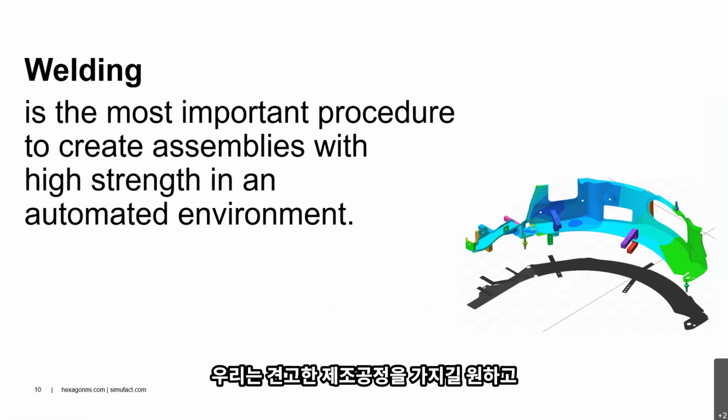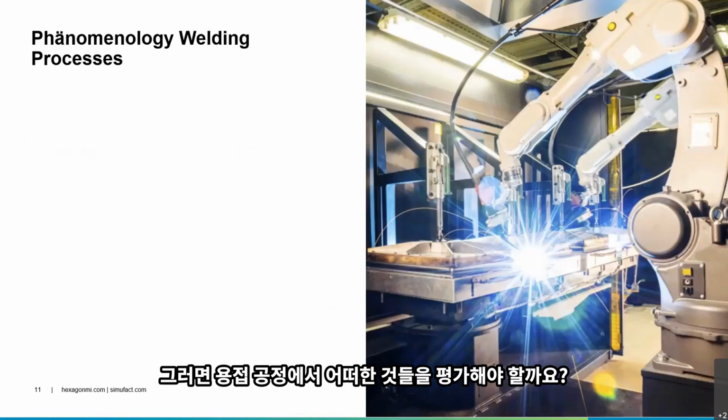So we want to have manufacturing processes which are robustly running and which make sure that we achieve a high strength of our assembled structures. That's what makes the main use case of our simulation. So, what should be evaluated when welding processes are looked at?